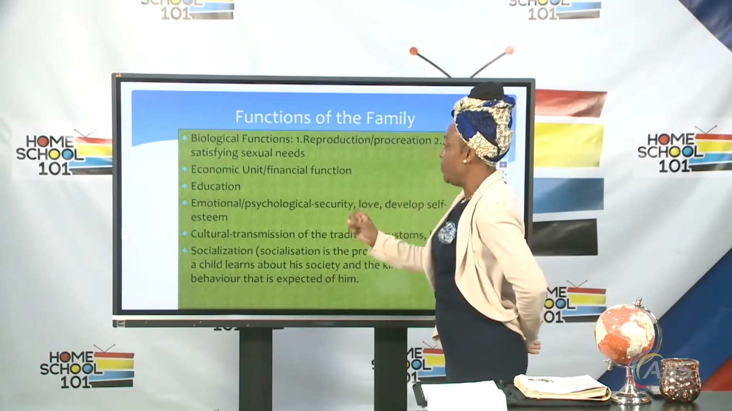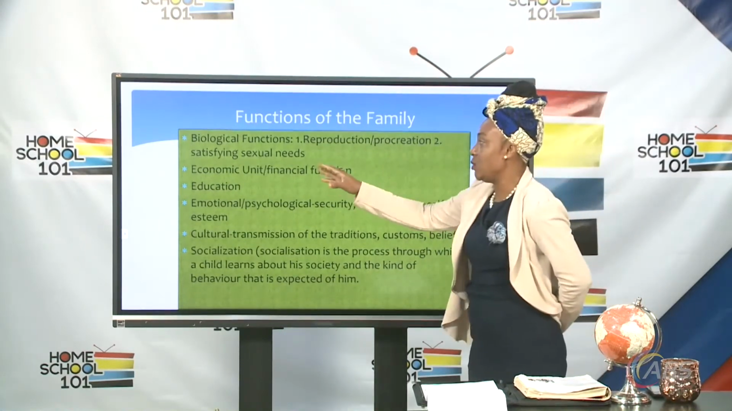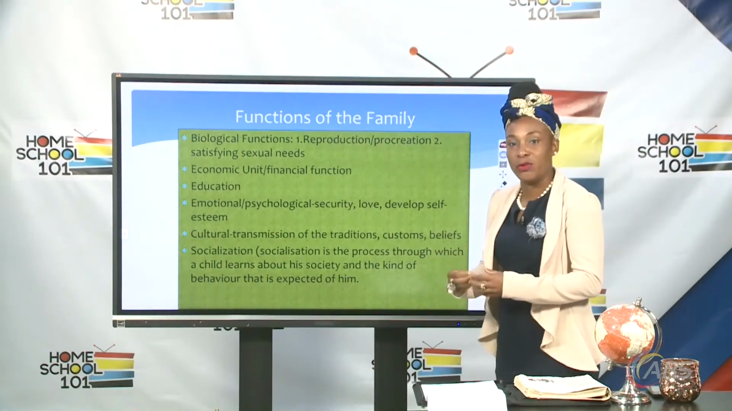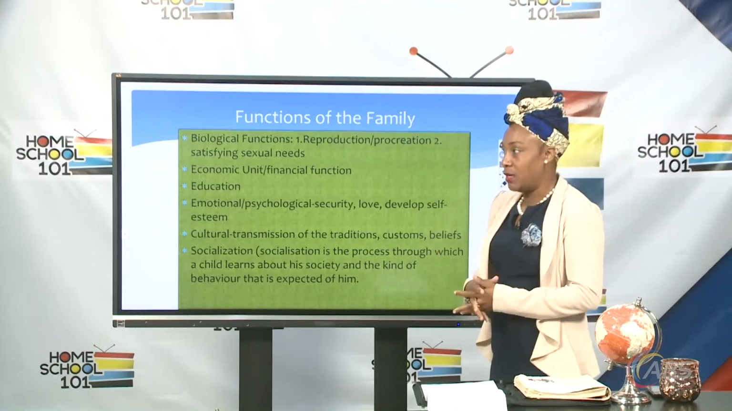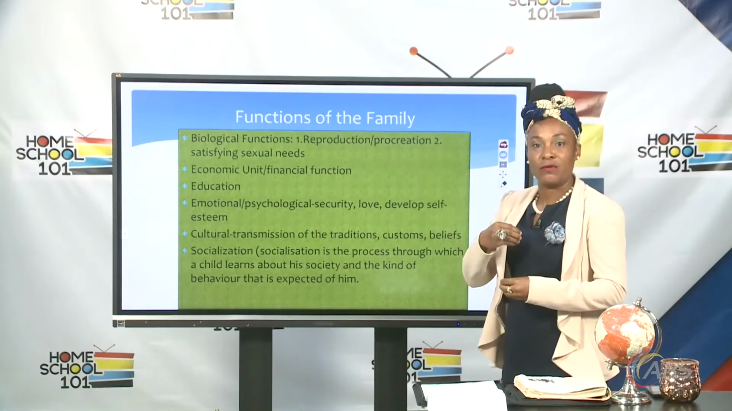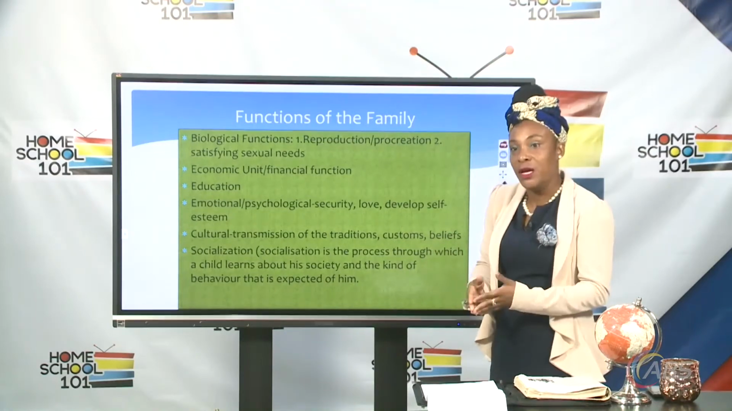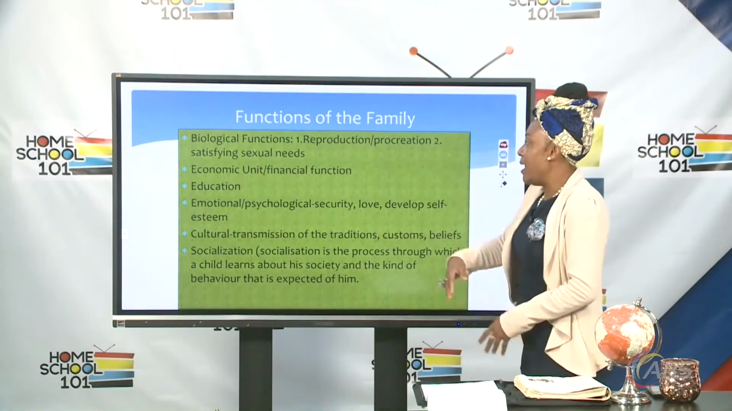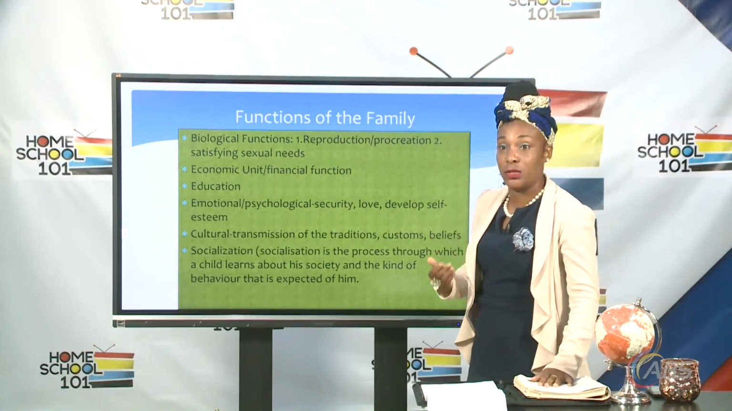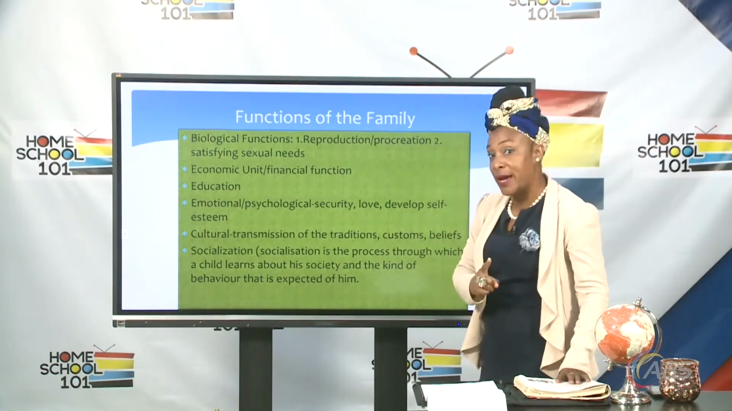Okay, so for biological function, we're saying that reproduction or procreation, satisfying sexual needs. So each family unit is responsible for reproducing or keeping the human resource going. So in other words, you have a nuclear family, and I'm not saying that you should have a lot of children, but if you're coming together, you can at least have 2 children just to be safe, so that our communities and society will keep growing. Because if we do not continue to have children, what is going to happen to the human race? So it is very important for us to procreate, but do it so wisely.